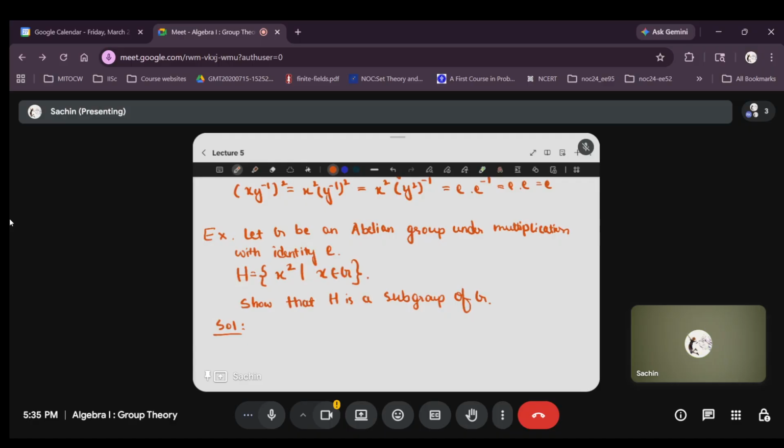Yes. If A and B can be written in the form of x square and y square for some elements x and y, then AB inverse can be written in the form of z square for some element z. That's what we need to show. And before that, we have to show that it is non-empty. Only for non-empty subsets, this test holds.